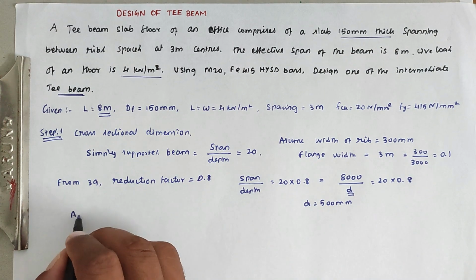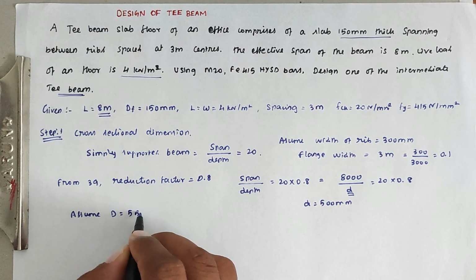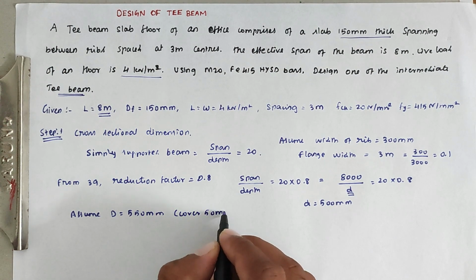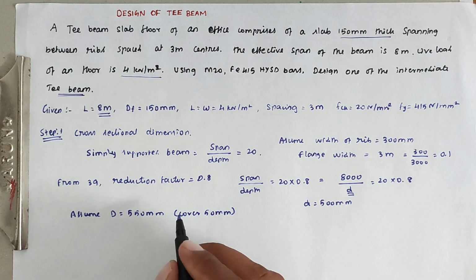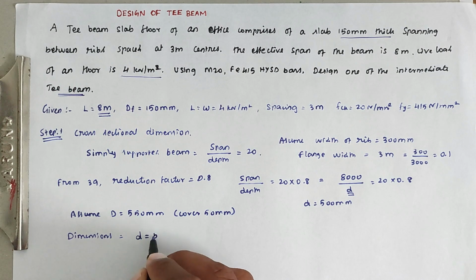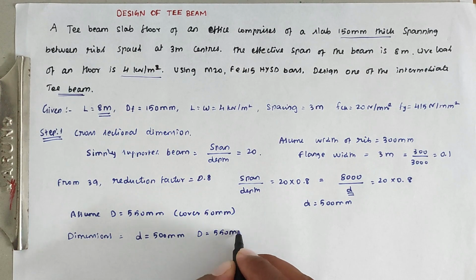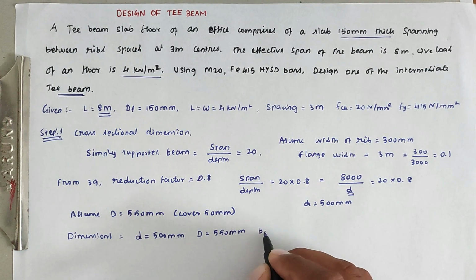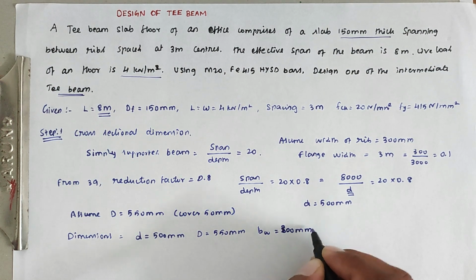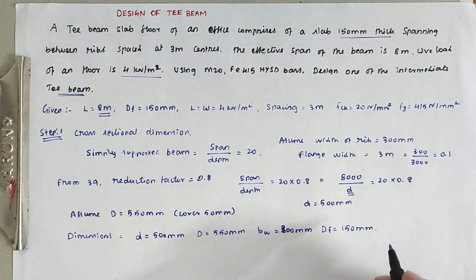Now assume capital D is 550 mm, that is, the cover is 50 mm. So now the dimensions: d equal to 500 mm, capital D equal to 550 mm, width of web is 300 mm, and depth of flange is 150 mm. So these are all the dimensions.